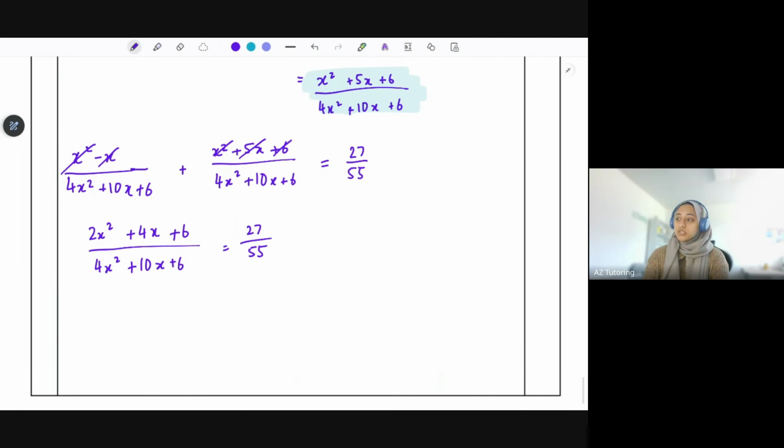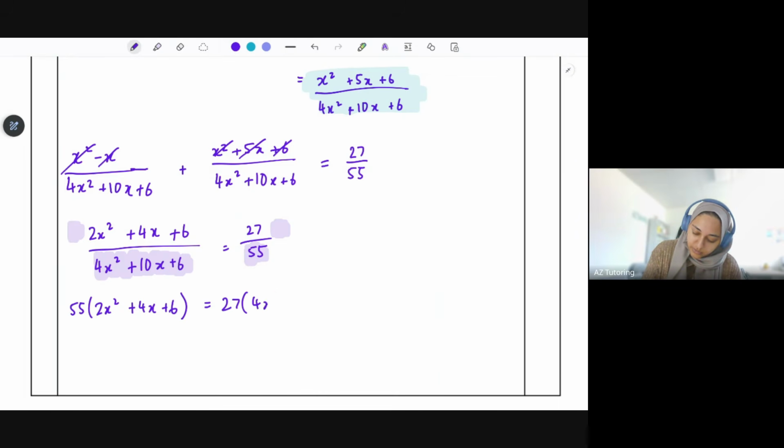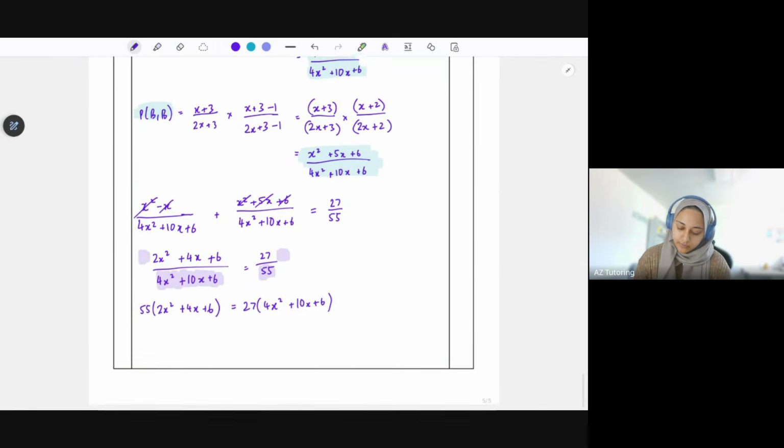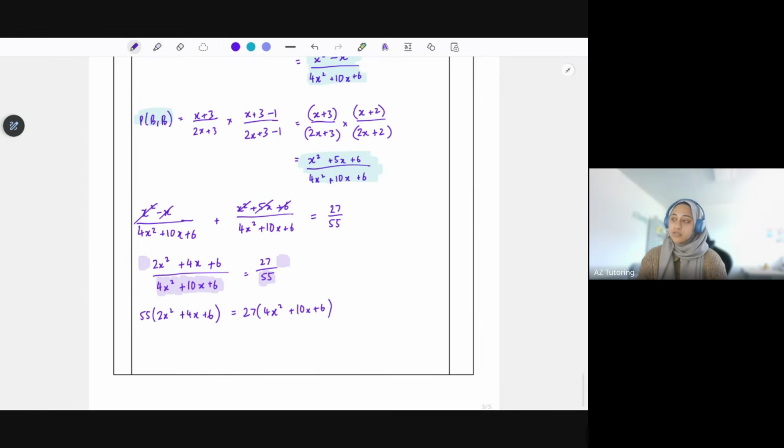Now I'm just going to cross multiply here. So just like last time, I'm going to bring the 55 up to here, and I'm going to bring all this up to here. 55 times 2x squared plus 4x plus 6 equals 27 times 4x squared plus 10x plus 6. Okay, so I've just brought each of them up to each side. Let's now expand and simplify and see what we get.